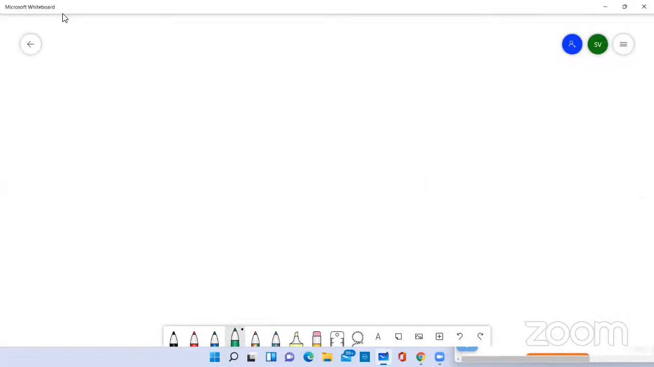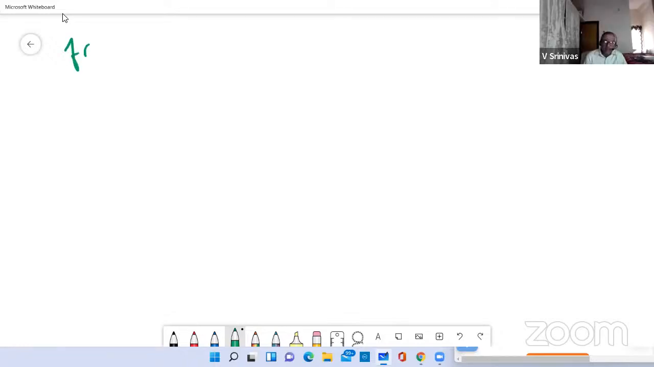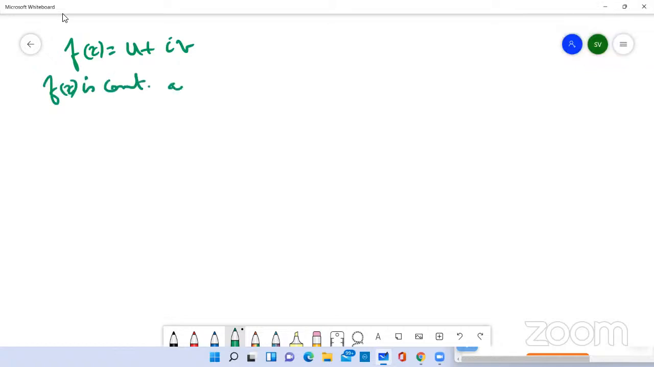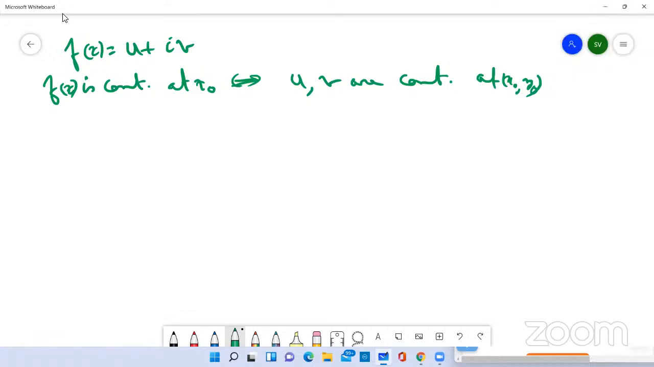Now, this will be very helpful. If we take f of z equal to u plus iv, then f of z is continuous at z naught if and only if u and v are continuous at x naught comma y naught. The continuity of f at z naught can be studied individually in terms of the continuities of u and v. This is the real part, and this is the imaginary part of f.